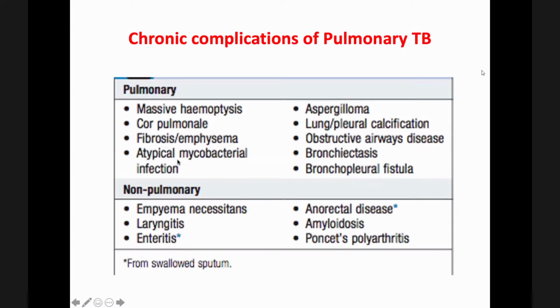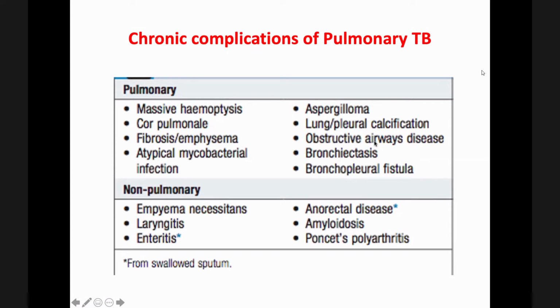A typical mycobacterial infection can also take place in healed tuberculosis, in the form of Mycobacterium avium complex, MAC. And then in the cavity, there can be a formation of an aspergilloma, which is known as a fungal ball. So in the cavity, the aspergillus ball can be there, and the patient can have pleural calcification as a healing process.